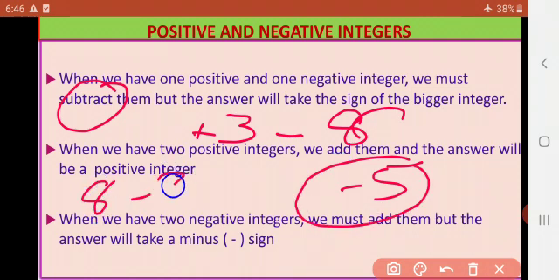Whereas 8 minus 3 is 5. That we know, 8 minus 3 is 5. But 3 minus 8 is negative 5.